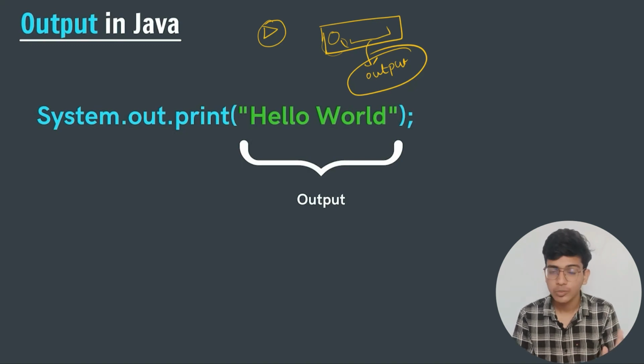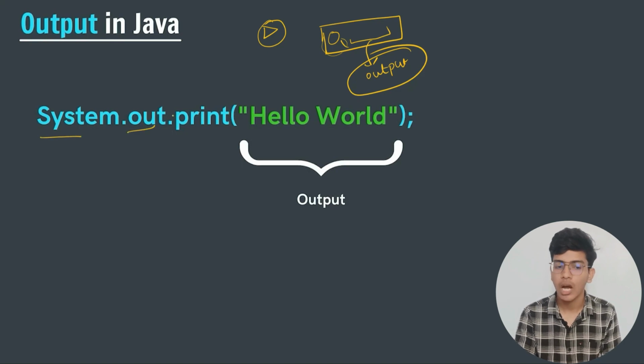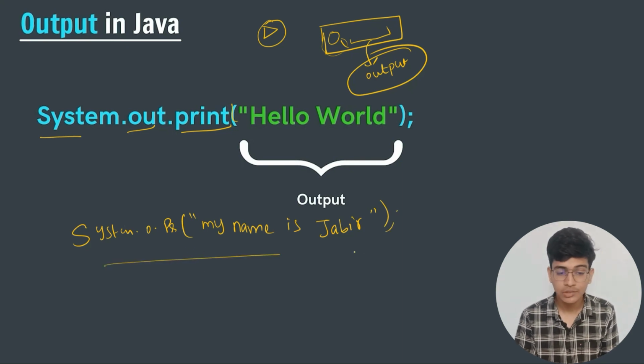So how can we display, or output, in Java? For that, we will write some keywords, that is System.out.print. If I want to print hello world, or my name, I will write System.out.print and then my name, like my name is Jabir, right?